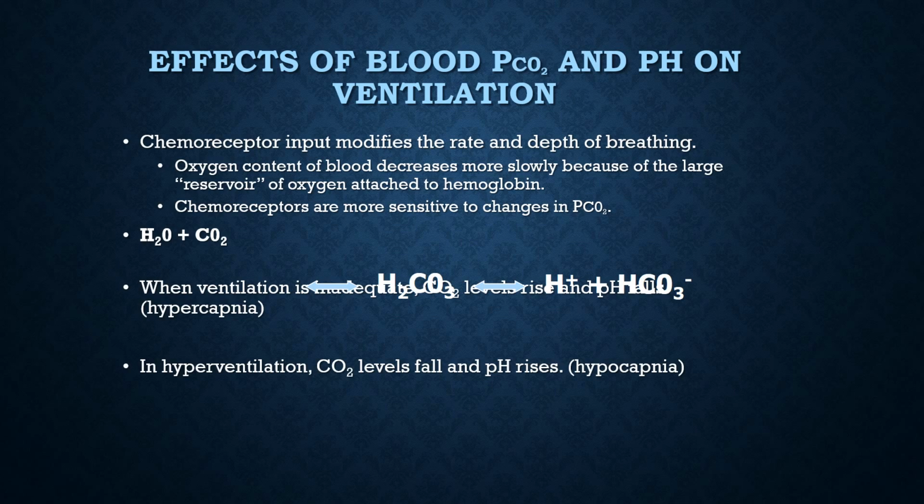These chemoreceptors, though, are also dependent on changes in pH, so looking at a low pH. When we look at this equation here, if we have an increase in carbon dioxide, that's going to increase the carbonic acid production, which ultimately will increase the amount of hydrogen ions and thus decrease the pH. So in situations of hypoventilation, when ventilation is inadequate, we'll have carbon dioxide levels rising and then pH falling.